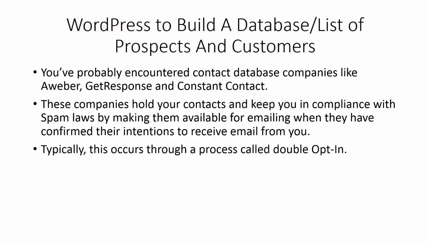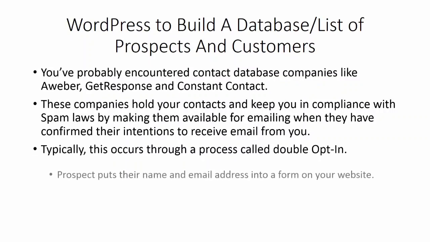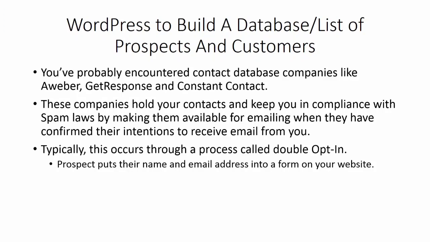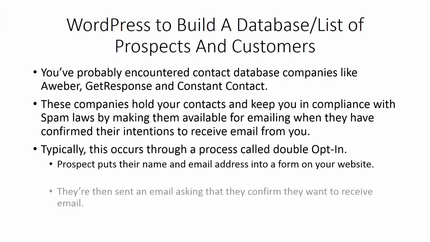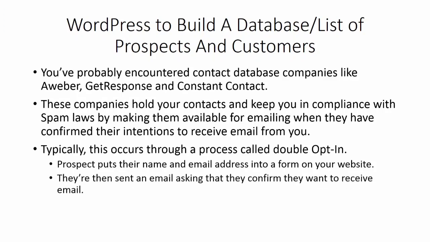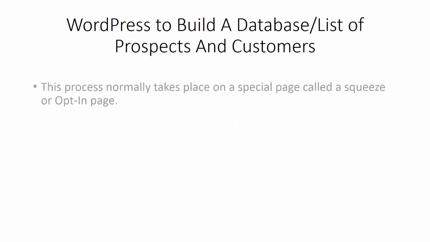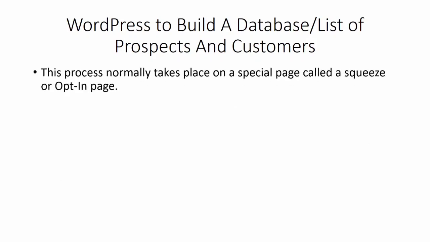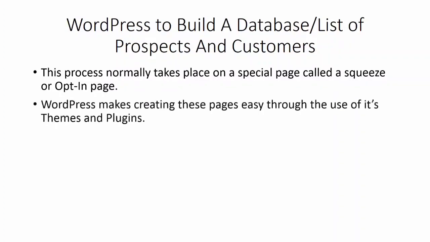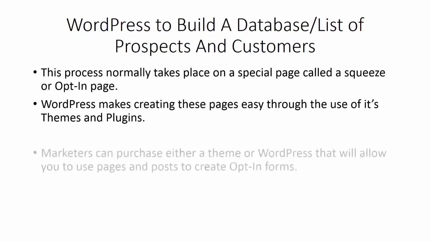Typically, this occurs through a process called double opt-in. The prospect puts in their name and email address into a form on your website. They're then sent an email asking that they confirm that they want to receive email. They click a link to confirm and then they're added to your contact list. Now, this process normally takes place on a special page called a squeeze or opt-in page. WordPress makes creating these pages easy through the use of its themes and plugins.